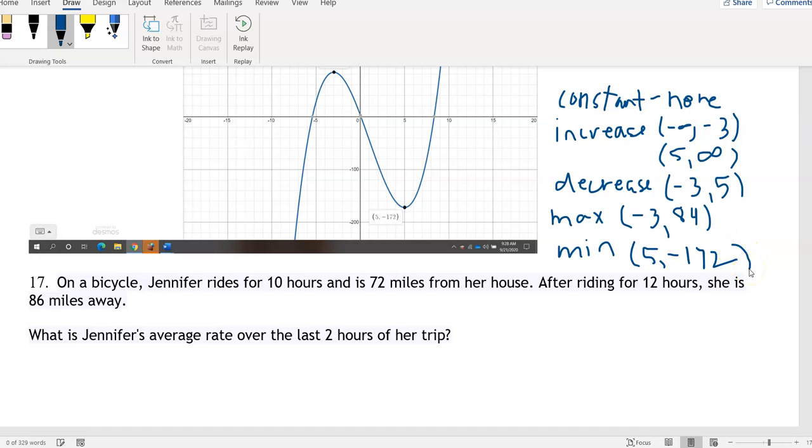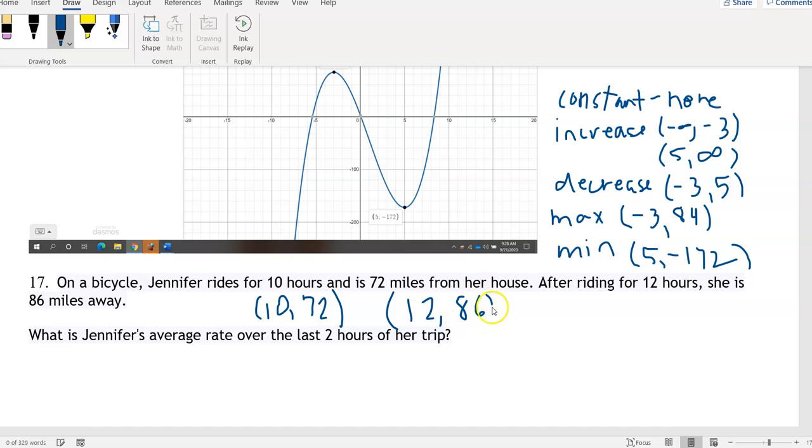All right, so now let's look at 17. On a bicycle, Jennifer rides for 10 hours and 72 miles from her house. After riding for 12 hours, she is 86 miles away. What is Jennifer's average rate over the last 2 hours of her trip? Okay, so let's take a look then at this as 2 points. 10 hours and 72 miles, that's 1 point. 12 hours and 86 miles is the other point.